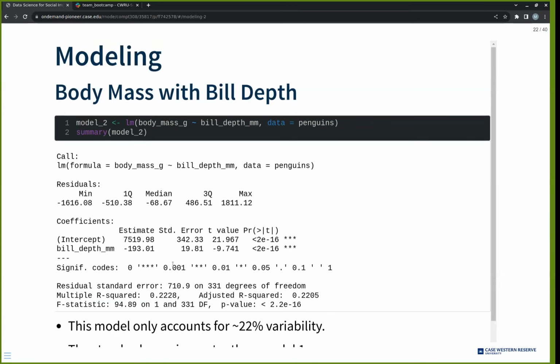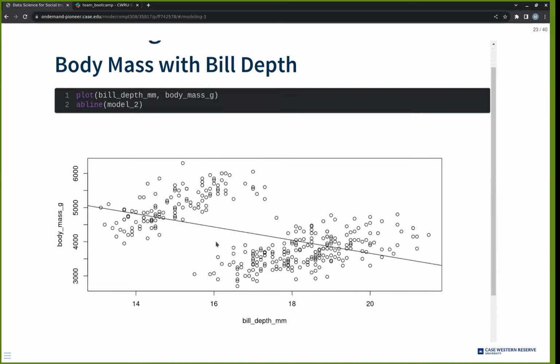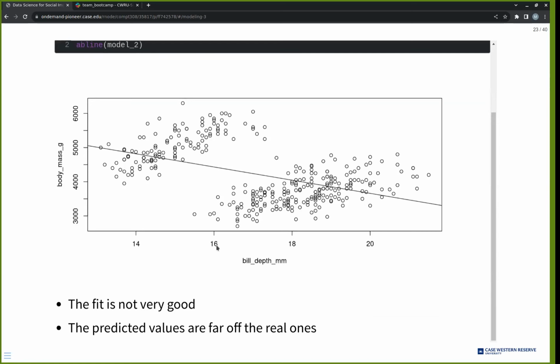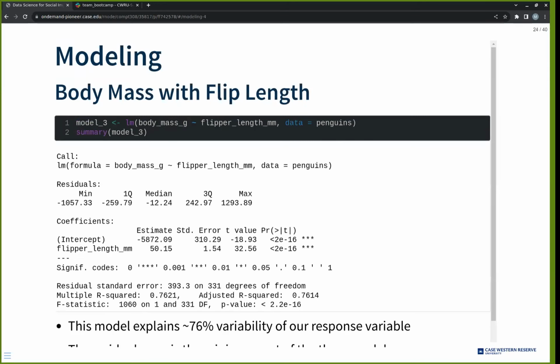But let's see how this fit shows up against the actual values. Let's see the plot that we saw for model 1. If we do the same thing, we plot bill depth and body mass, and we plot an abline, the regression line for model 2. So you will get this line, and these are the actual values. You see this is, for lack of a better word, trash. This is actually trash because this model is not good at all. Okay, so let's move on to the next thing.